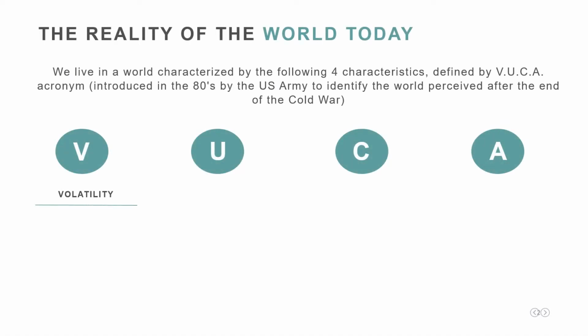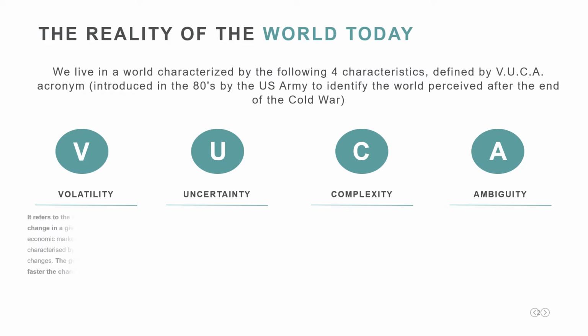Well, why did we say in the previous lesson that the assumptions under the traditional development model are very strong? It's just because we live in a world characterized by four key aspects that are also defined as VUCA, which stands for volatile, uncertain, complex, and ambiguous. This acronym was introduced in the 80s by the US Army to identify the world perceived after the end of the Cold War.